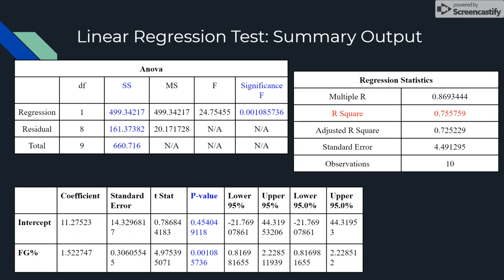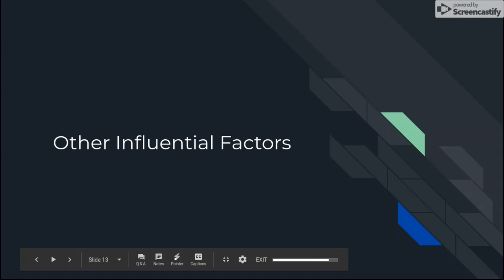And so with this data, we can pretty reasonably conclude that field goal percentage and free throw percentage are correlated, and they are related in a pretty proportional way, because as field goal percentage increases, free throw percentage correspondingly increases. Other influential factors.